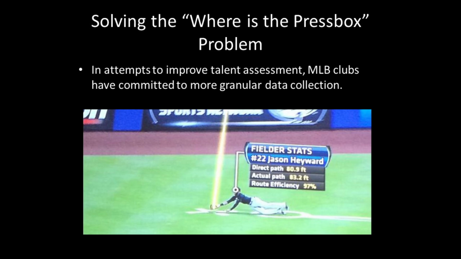So how has Major League Baseball attempted to overcome this shortcoming in how they assess a fielder's ability? Well, in recent years, they've become committed to more granular data collection. Now, they've done this across the board for both batting and fielding, but for our purposes, let's look at a fielding example. This is a graphic showing a recent technology employed by Major League Baseball called FieldFX, and it essentially tracks a fielder's location, where they ended up, where the ball landed, and how efficient their route was getting there.